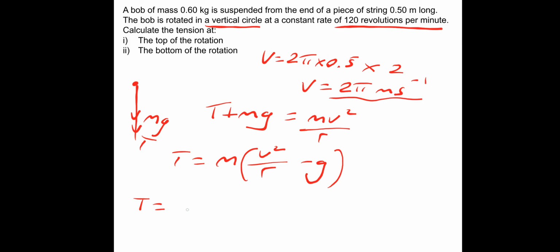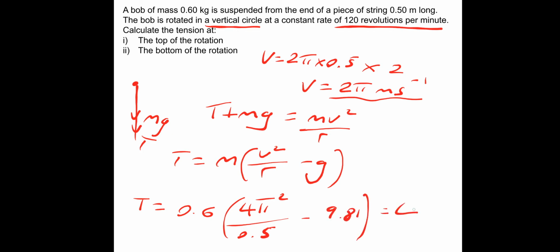So the tension, we've got mass as 0.6, we've got v squared, so that'll be 2 pi squared, so that's simply 4 pi squared divided by the radius, which is 0.5, minus 9.81. Calculate that. That gives a tension of 41.5 newtons. Hopefully after doing the example, that's okay. So I'm going to clear this and then we'll do the bottom of the rotation. Remember to keep note of the velocity of 2 pi meters per second.